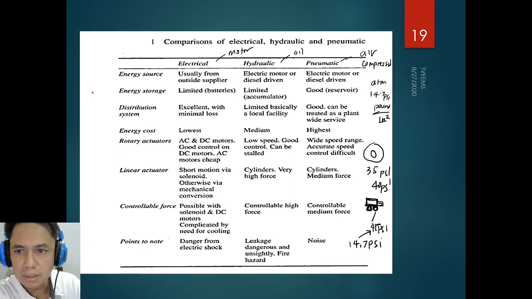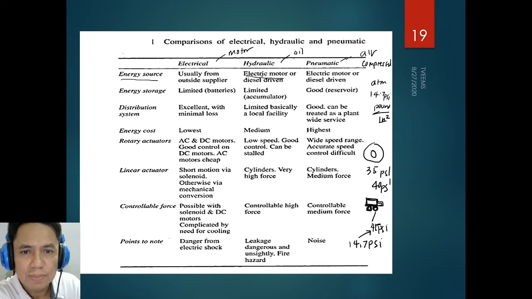As you can see, there is an energy source here. For electrical, the source of energy is of course coming from outside, from a substation or from the electric utility. Hydraulic, what drives hydraulic is also electric, an electric motor. The electric motor drives the pump.